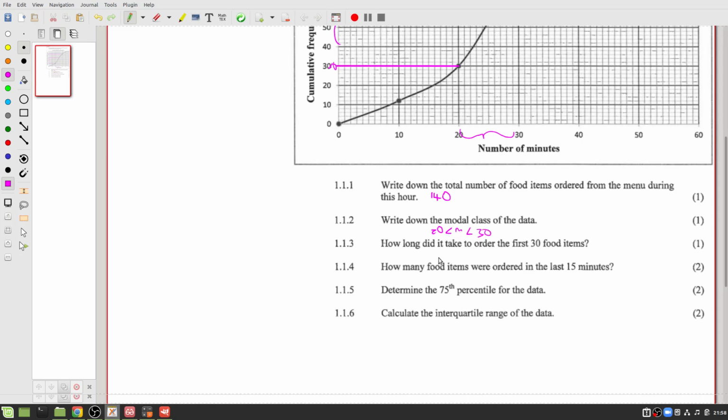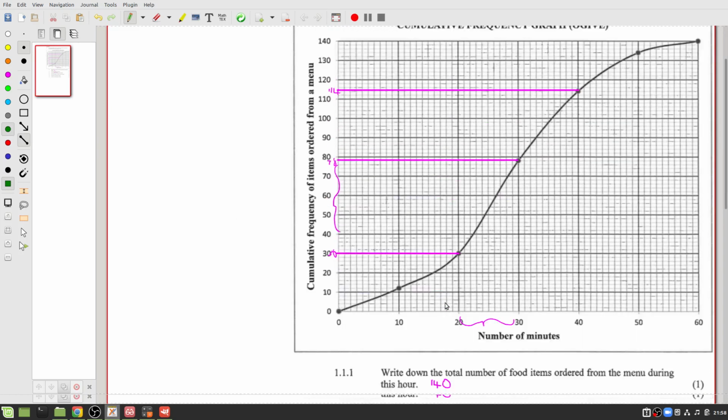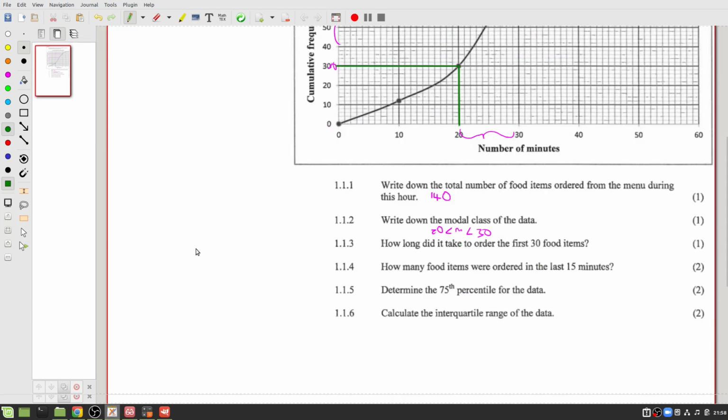All right. Then, how long did it take to order the first 30 food items? The first 30 food items. Okay, so number of food items over here, the first 30 of them. We've already drawn a line there, but let's just draw it again to make sure. That one, we go down, that's the number of minutes. So it took 20 minutes for the first 30 items, right? So in the first 20 minutes, we had 30 items ordered. So 20 minutes. Again, just 1 mark. 20 minutes. So remember to write your units.